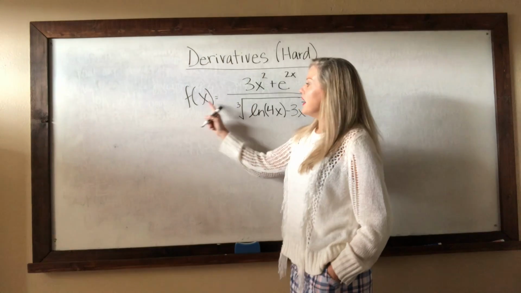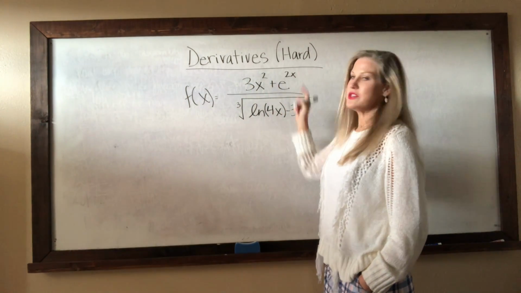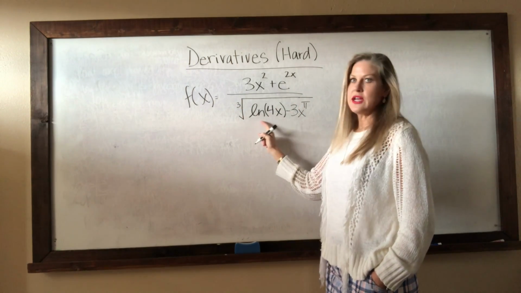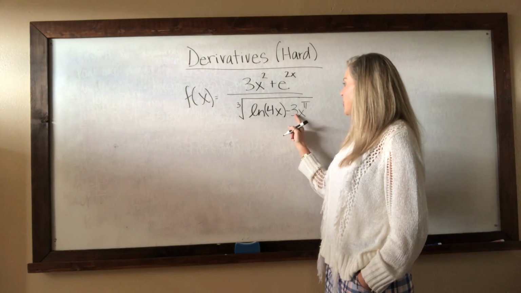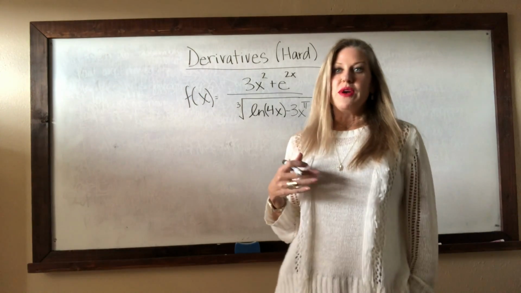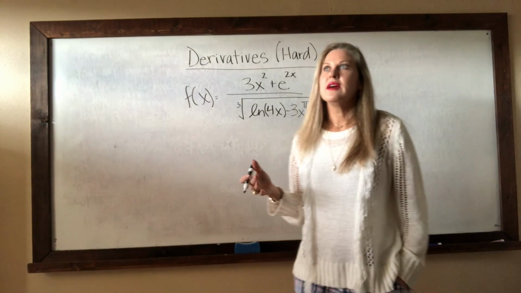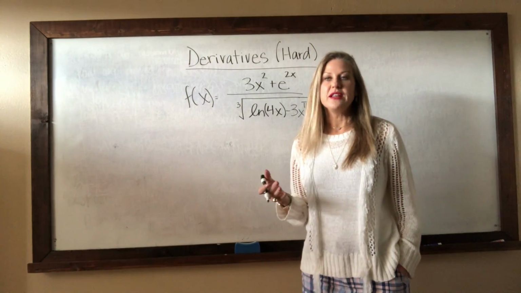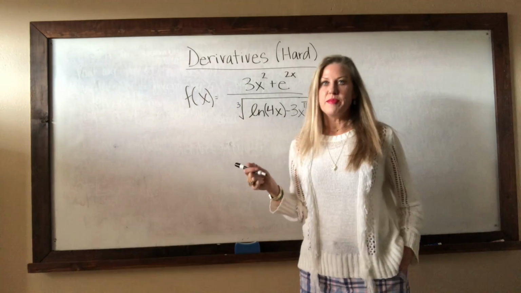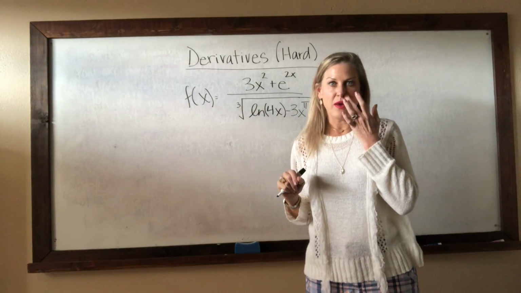So the first thing we have is a function in the numerator, 3x squared plus e to the 2x. In the denominator, cube root of the quantity, natural log 4x minus 3x to the pi. So that is a huge mess, and we remember that right now at this stage of the game, we do not have the availability of deriving the top by itself and then deriving the bottom by itself separately and saying, yay, I'm done, go home. It just doesn't work that way in math.